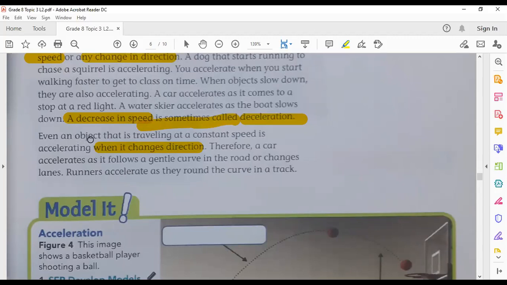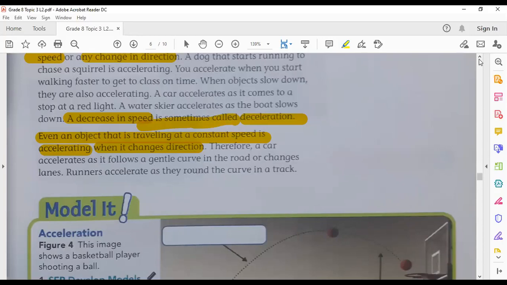So even an object, please, it is one sentence: even an object that is traveling at a constant speed without increase or decrease, but it changes direction, in this case, it is accelerating. Therefore, a car accelerates if it follows a gentle curve in the road or changes lanes. Runners accelerate as they round the curve in a track.